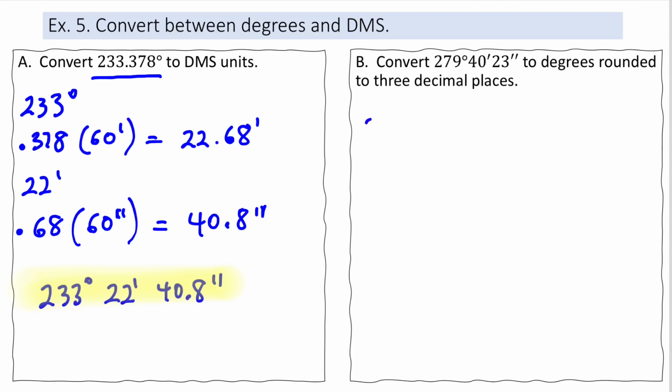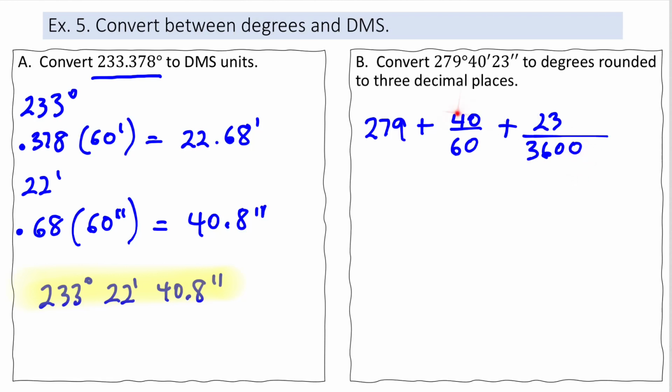So I've got 279 whole degrees plus, now for my minutes, I've got 40 out of 60, so that's a partial degree. And then I've got 23 out of 3600 seconds per whole degree. So that's 60 squared. It's the same thing for hours. You would have 60 minutes in an hour, but 60 times 60 seconds in an hour.